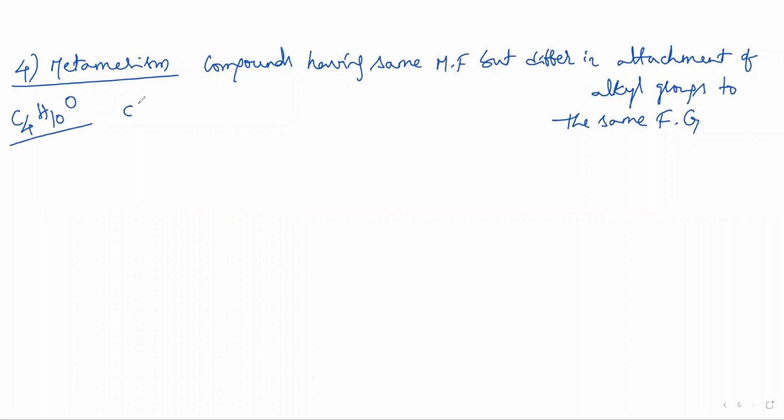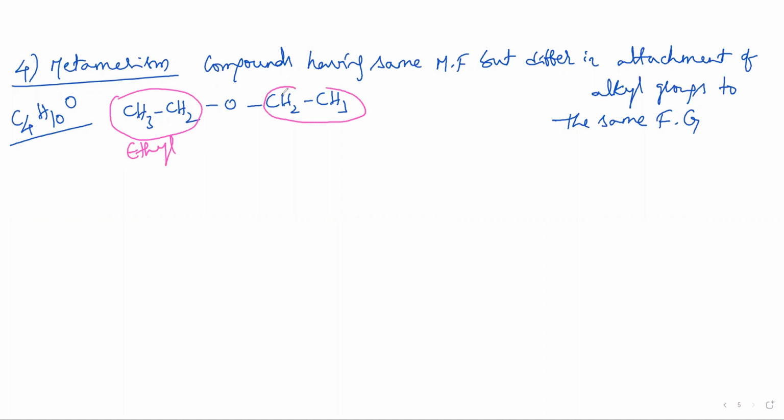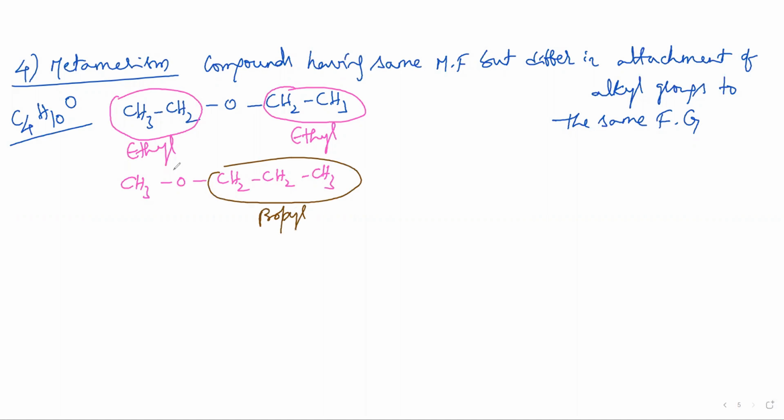Example, now here, what is this alkyl group? Ethyl. What is this alkyl group? Ethyl. Right? Both are ethyl groups only. So both are ethyl groups, and with another structure I am writing here. Here, what is this? Propyl. Here, this is methyl. Now, what happened here? There is change in attachment of alkyl groups.